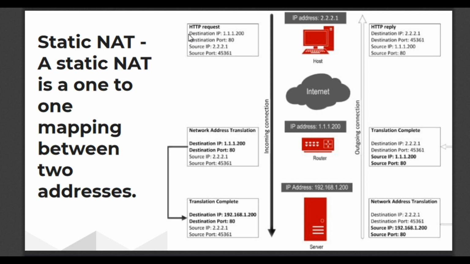And here is one example of how it works. You can see outgoing connection and incoming connection. For the outgoing connection, it translates the source IP and source port. But for the incoming connection, it translates the destination IP address and destination port. So it's very useful to understand how it works.